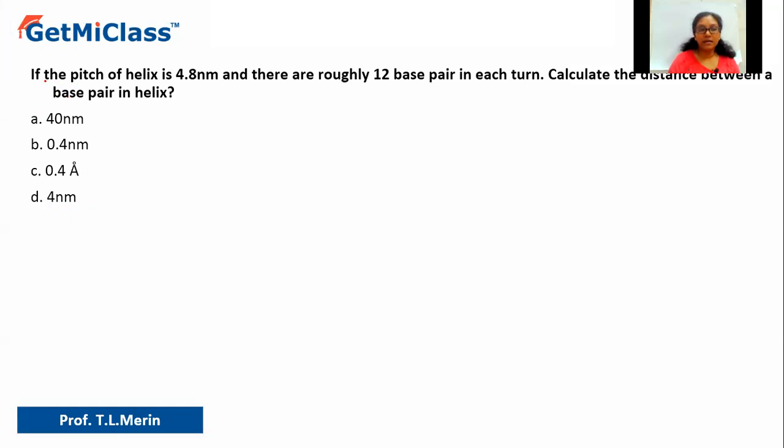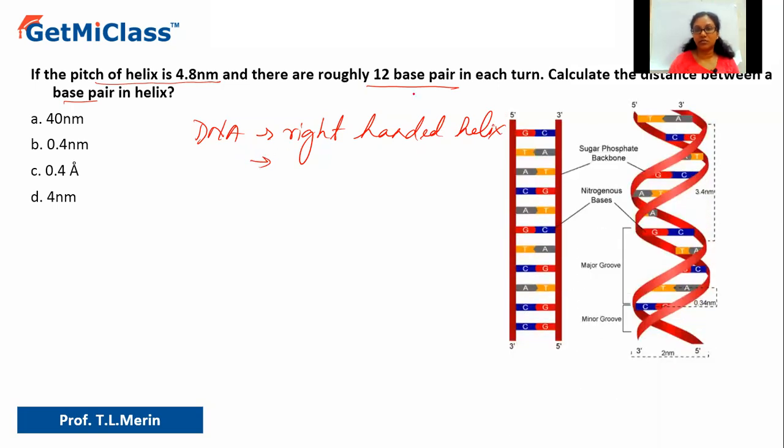Now, what does the question say? The question says if the pitch of the helix is 4.8 nanometer and there are roughly 12 base pairs in each turn, then we have to calculate the distance between a base pair, like the distance between two bases in a particular strand. Now, normally in normal DNA, this is your right-handed DNA. The general DNA that we have is a right-handed helix, right? If you see the structure, this is the structure of the DNA present in the right-handed helix form.